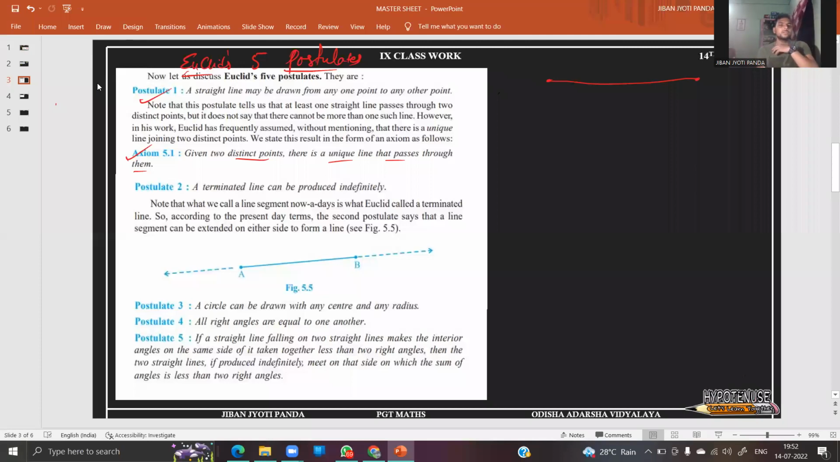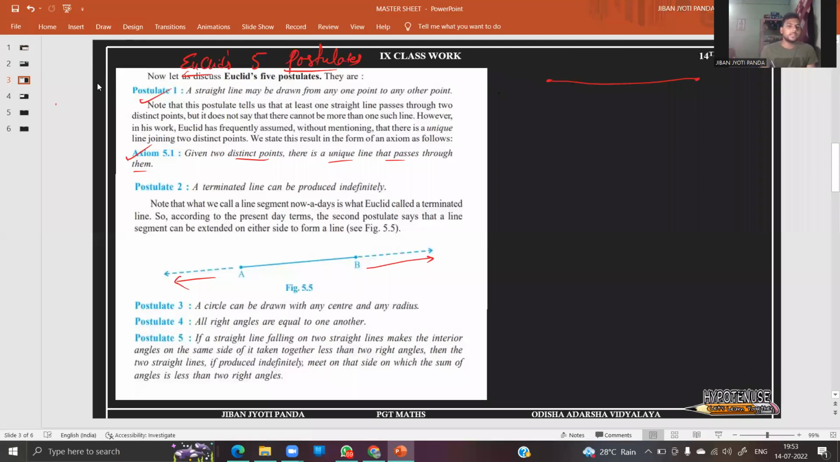Next one, postulate number 2: a terminated line can be produced indefinitely. A terminated line, which is like this. This figure is already given. A, B, this is the terminated line. At B and A, they are terminated. It can be extended to both the directions. Definitely. अगर हम लोग उसको extend करना चाहेंगे, we can extend it this way and in this way too. So a terminated line can be produced infinitely if we want.